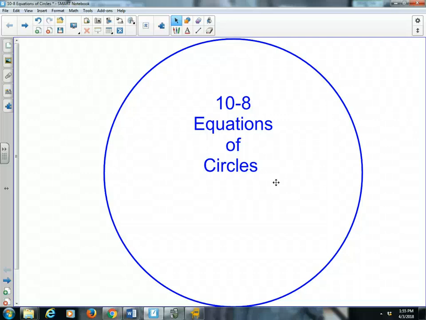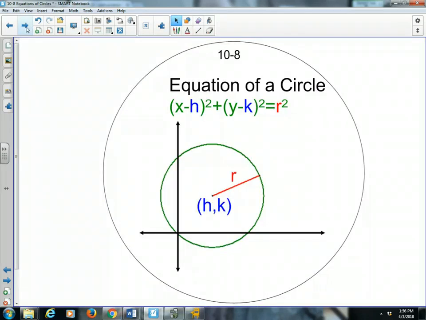Hi class, here's our 8th and final video lesson for chapter 10. And we're talking about equations of circles in this lesson. Only one thing to write in your circle book today is this. So you could take up your whole circle book with this information.